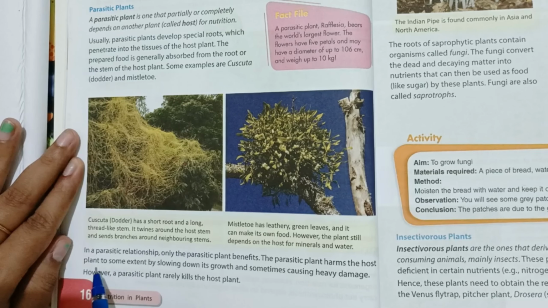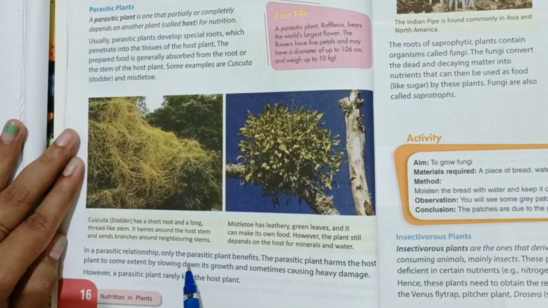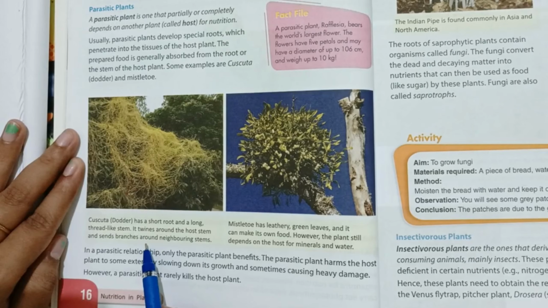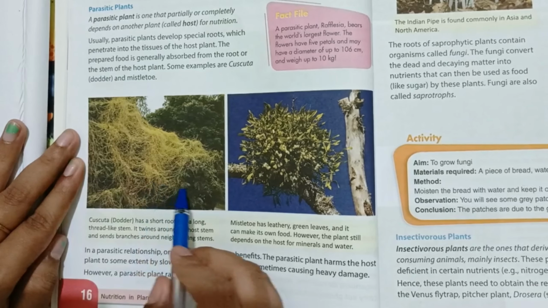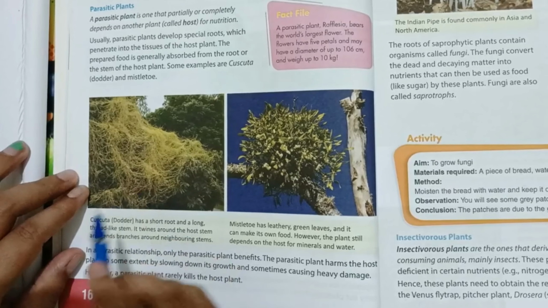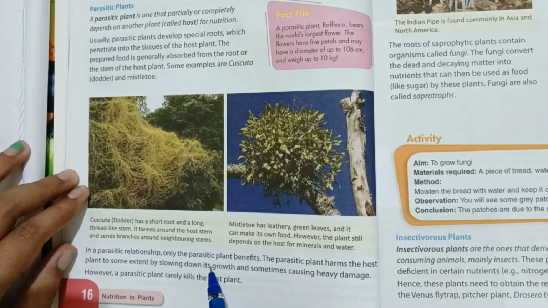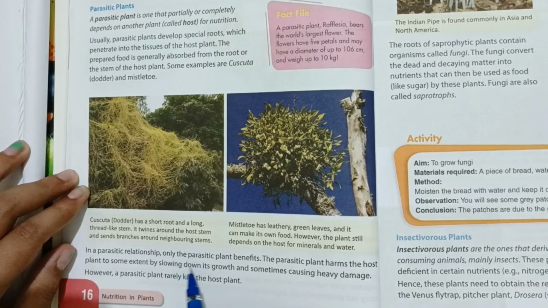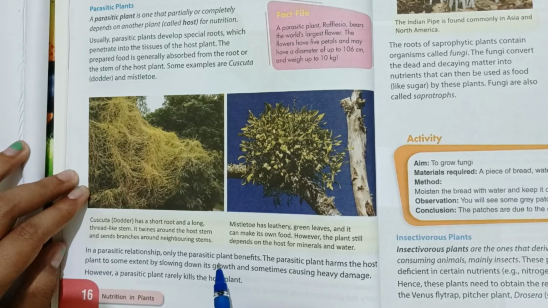Okay. So, in a parasitic relationship, only the parasitic plant benefits. In this kind of relationship, the plant which is obtaining the nutrition from the host plant is the only one getting the benefits, right? It is getting the food and the water and the nutrients from the host plant. The host plant is not getting any benefit. It is losing its nutrients and all the food that it has manufactured. So here the parasitic plant is only getting the benefit.